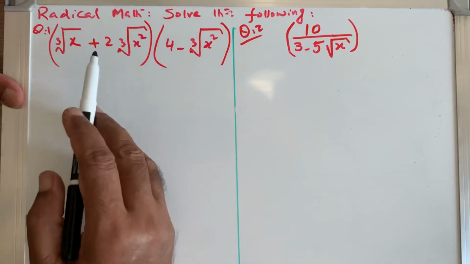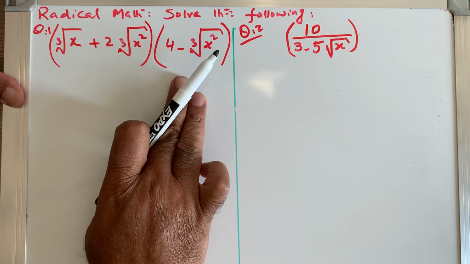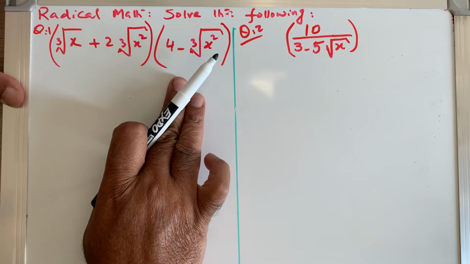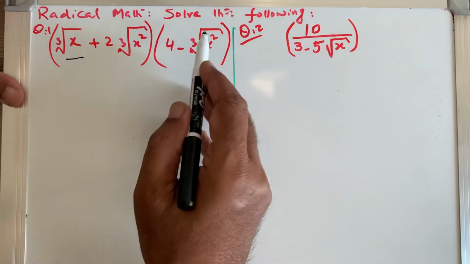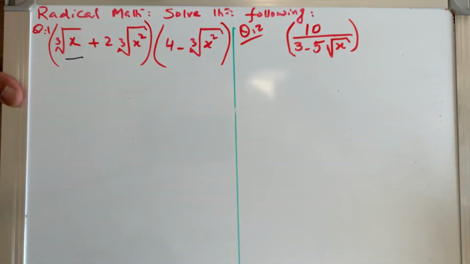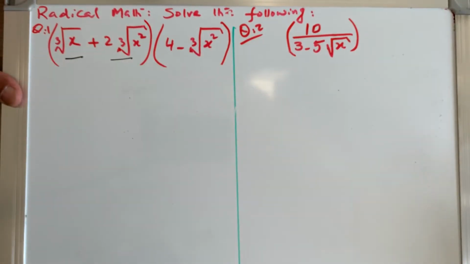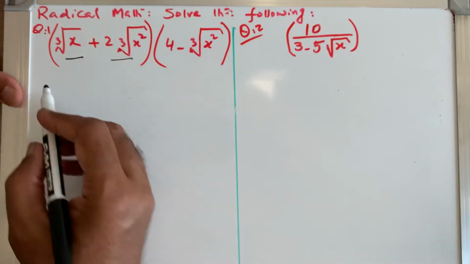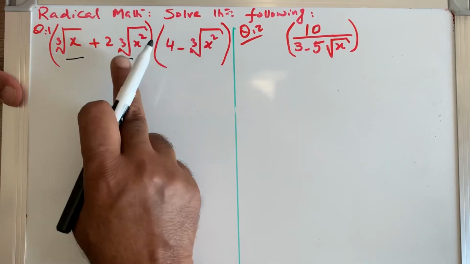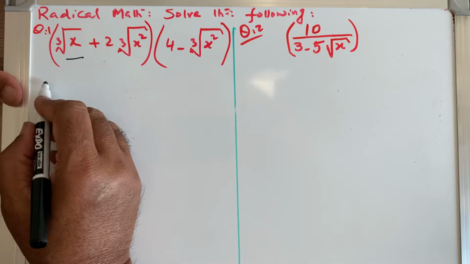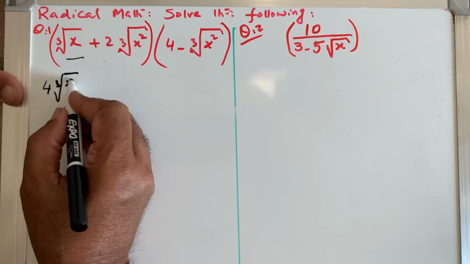Solve the following. Question number 1: two brackets are there and they are multiplying. So we do the same thing as we do in algebra. The first term goes and multiplies with the second bracket, and the second term then goes and multiplies with the second bracket. So how can we write? When this goes and multiplies with the second bracket, we get 4 cube root of x, right?